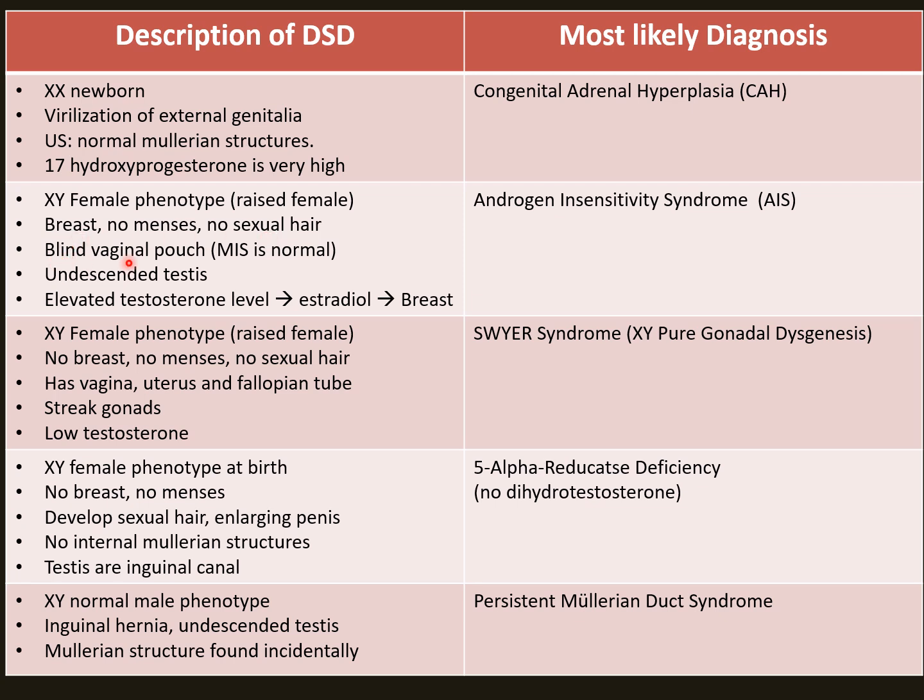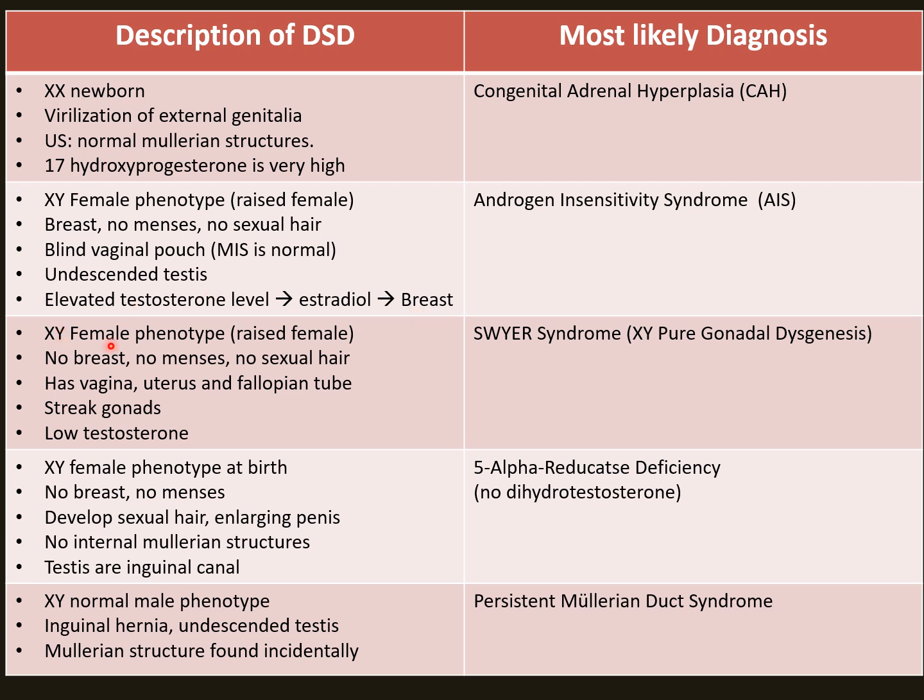They will have blind vaginal pouch because they do have MIS, which is Mullerian inhibiting substance secreted from the Sertoli cells, and undescended testes. They will have elevated testosterone level, and the testosterone will be converted to estrogen, and that's why they will develop breast.